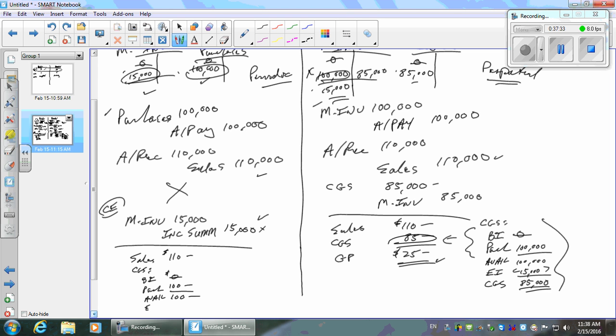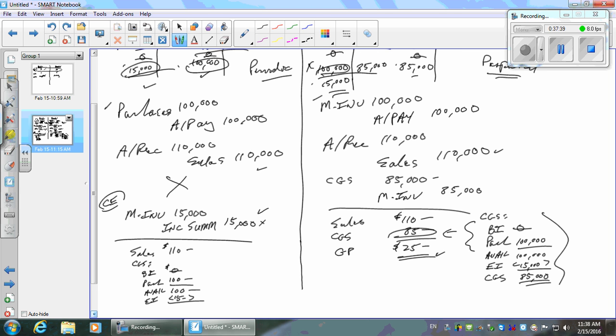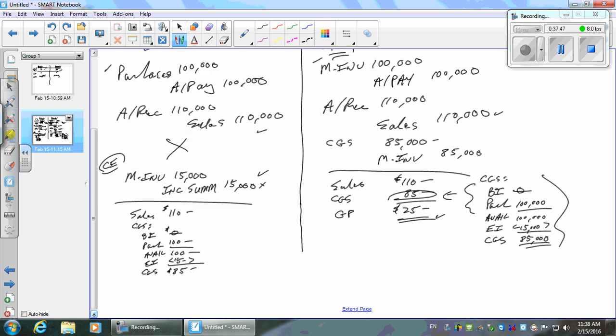So the ending inventory would be 15. Take that out of there, and what do you have left? Cost of goods sold to how much, you guys? 100 less 15 is 85, isn't it? And there we are. Okay, and then what? You take your sales of 110 less the 85 cost of goods sold, and you have gross profit of how much? 25. So we will get exactly the same income statement either way. Got it?